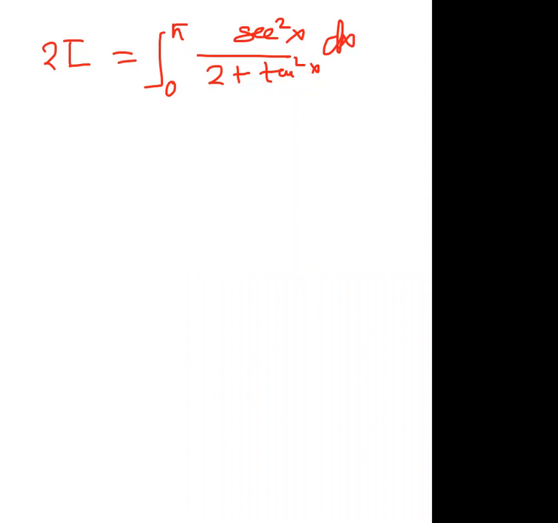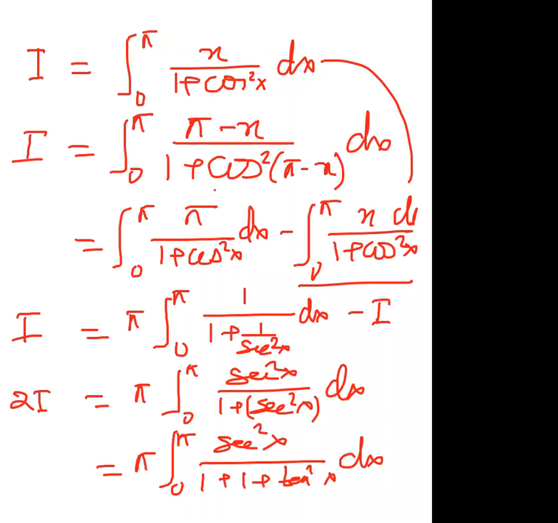See, there was a confusion. Cos square of 180 minus x is minus cos square x squared, but the square will make that negative symbol positive.